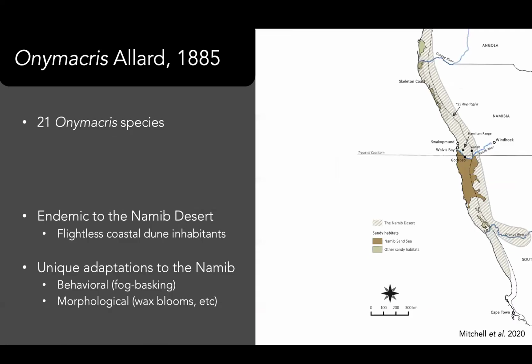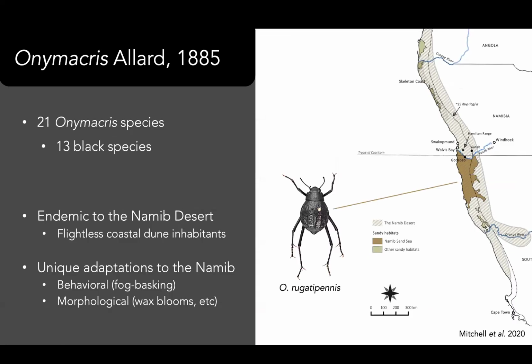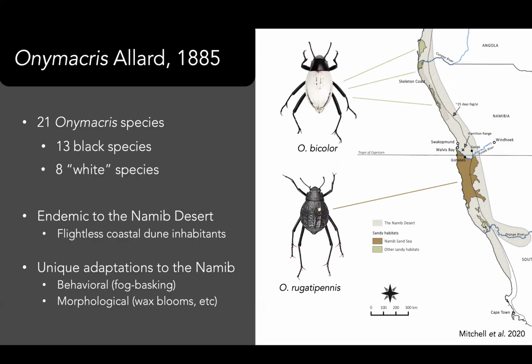So Onymacris comprises 21 species. There are 13 in the southern Namib sand seas, and then 8 in the northern Kunene and Skeleton Coast sand seas and dune systems. And white is in quotations here because white refers to pure white, as you see on the screen, or kind of tan and striped. And these are flightless coastal dune inhabitants, so they're very tied to these dune systems. They cannot survive without them. And there are a lot of unique adaptations specifically within this genus, including behavioral, such as fog basking, or morphological, such as wax blooms, coloration, etc.